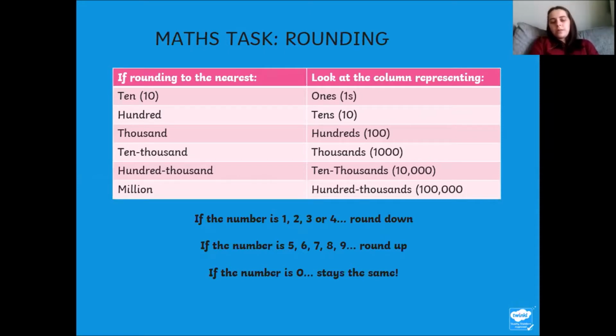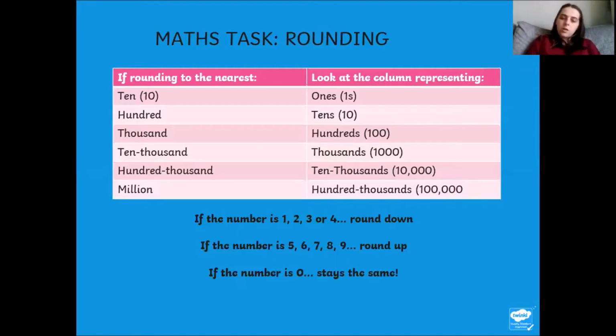So this first page here is just going through really simply explaining what you look for. If I'm rounding to the nearest 10, then I will look in the ones column for information to help me decide whether I'm rounding up or whether my number's going to stay the same. Next, rounding to the nearest 100: I'm going to look in the tens column, and the number in the tens column will help me decide if I'm rounding up or sticking with the 100 that I'm at.